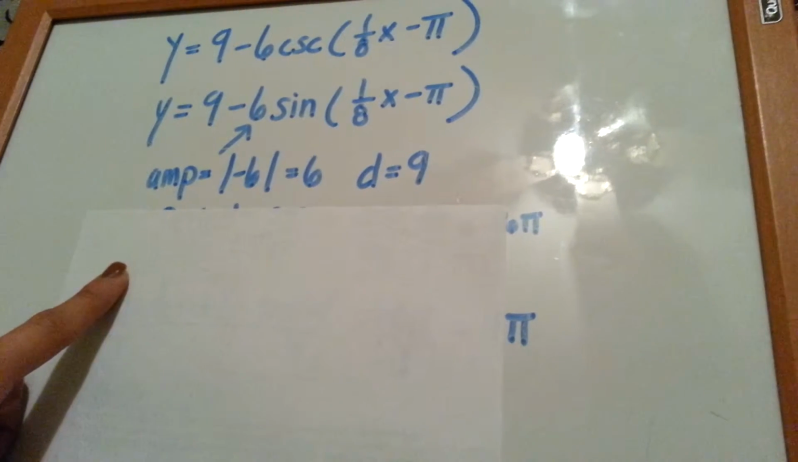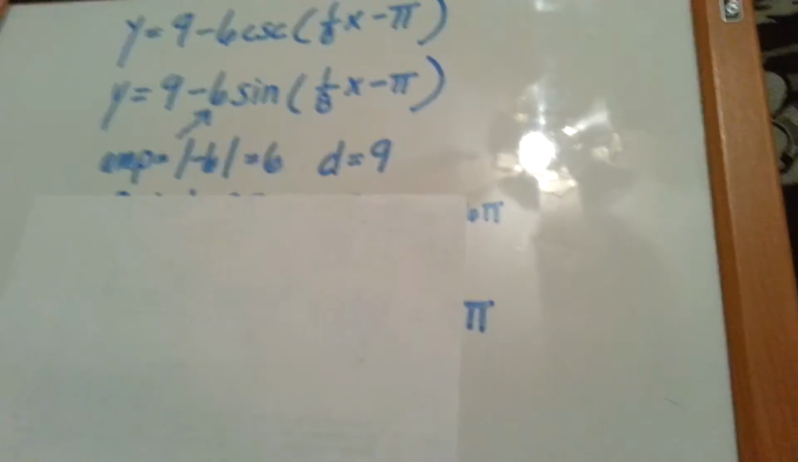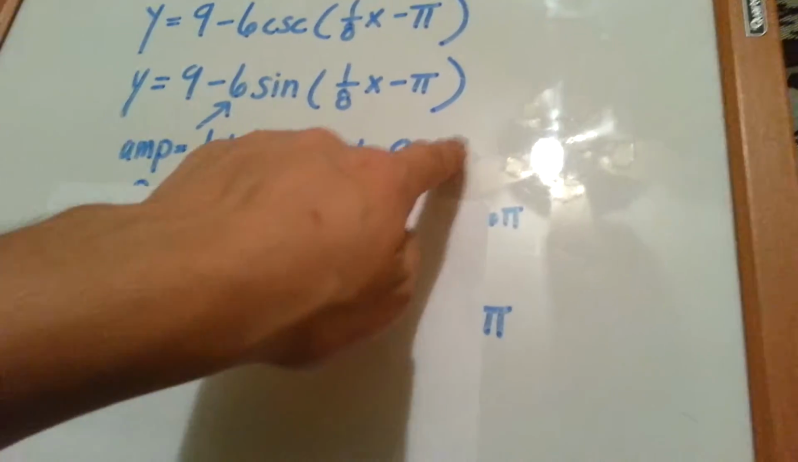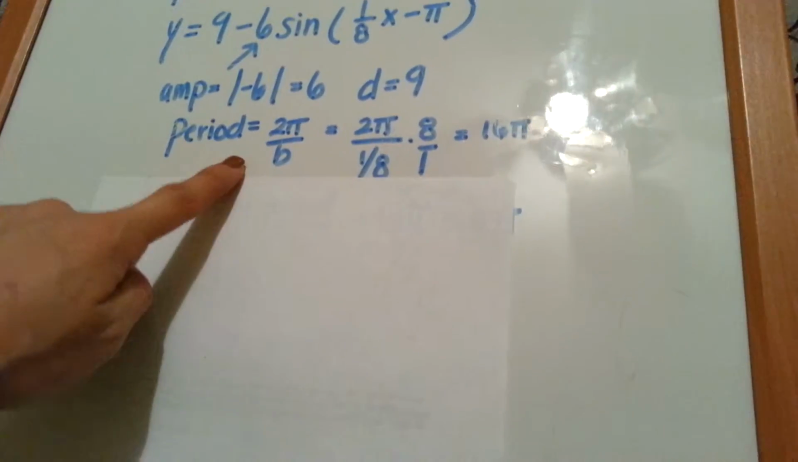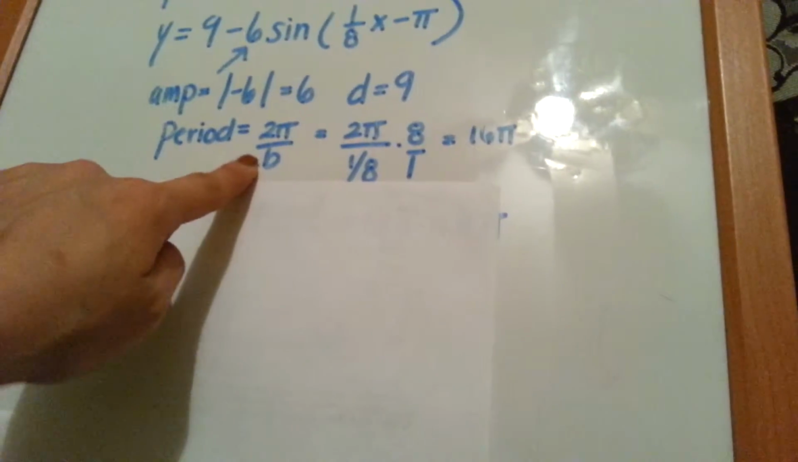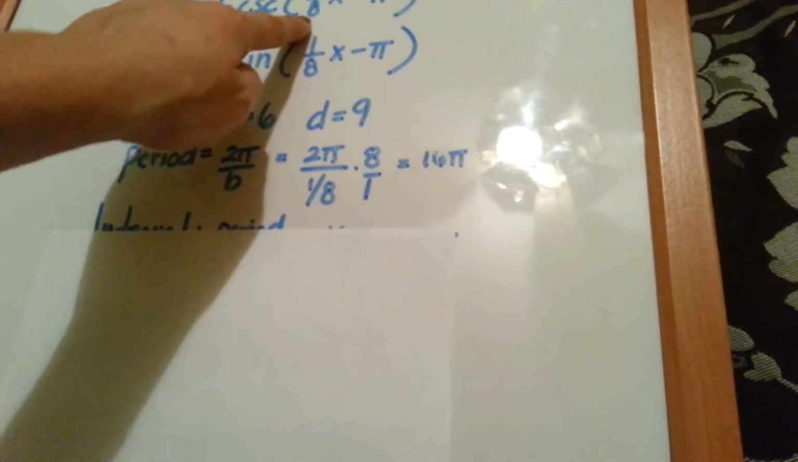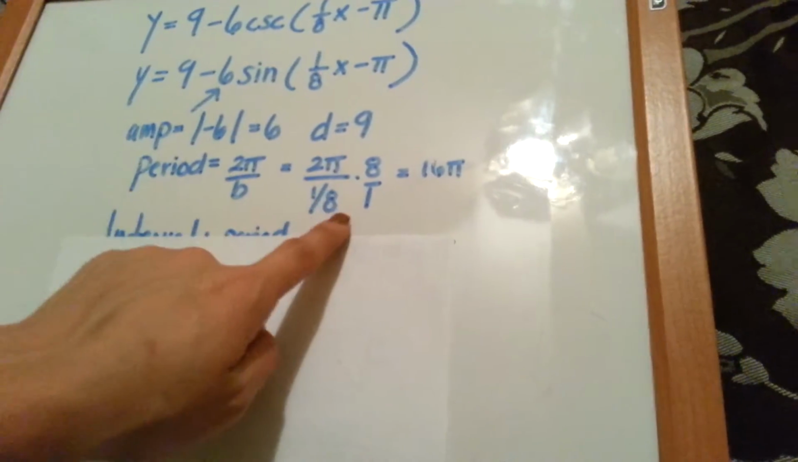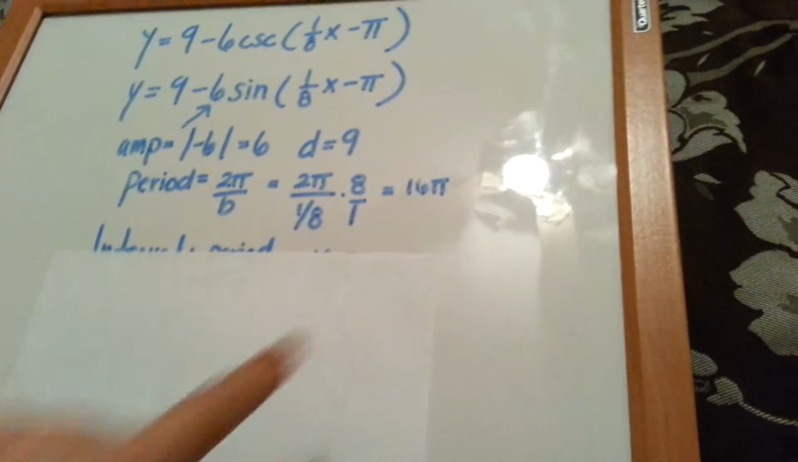Our amplitude is negative 6, but we're going to get the absolute value, which is 6. And then our d, as shown up here, is 9, and this just tells us how far up or down it's going to go. Now we're going to find our period, which we figured out by doing 2 pi over b. In this case, we have 2 pi over 1/8 because that's our b, in front of the x. In order to cancel that out, we multiply by the reciprocal and we get 16 pi.